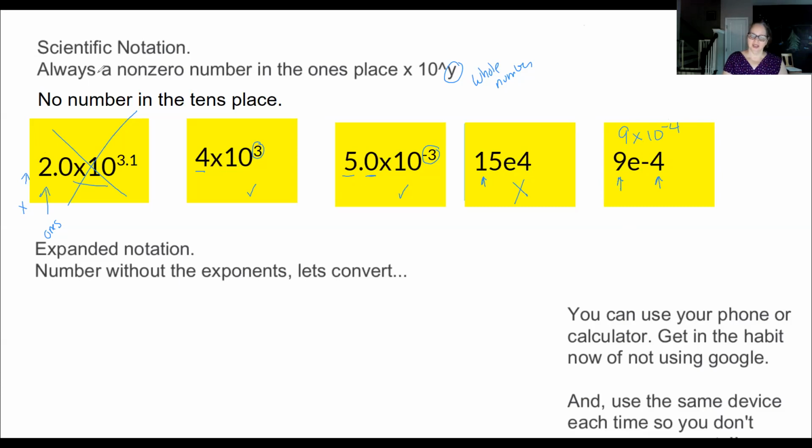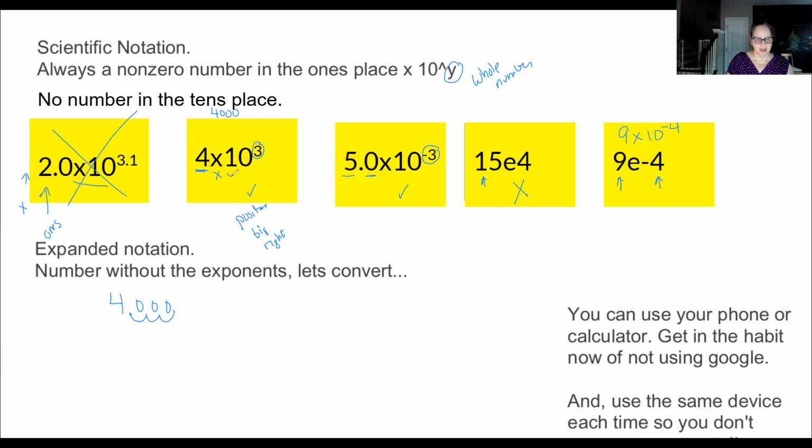Okay, so that's scientific notation. So hopefully you can identify that. But now how do we make that expanded? 4 times 10 to the 3. 10 to the 3 is positive, so that means it's going to be a big number. So we need to move the decimal to the right. How many times? 3 hops. 4, the decimal's here, 1, 2, 3. So that expanded is 4,000.